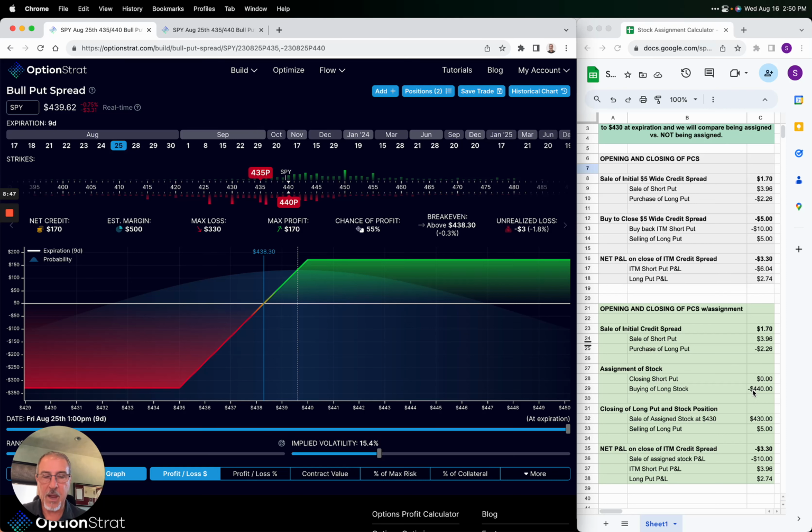Well, if I get assigned, two things happen. One, I get 100 long shares put to me at my price of 440. So I need to now include that in my P&L diagram. But at the same time, this short put gets closed out. So this thing essentially gets bought back. Let's see, I got to close that position. And buy to close, I'm going to pay 0 for it. Okay. So we're going to buy to close that for 0. And you can see my diagram is exactly the same. My risk is still $330.